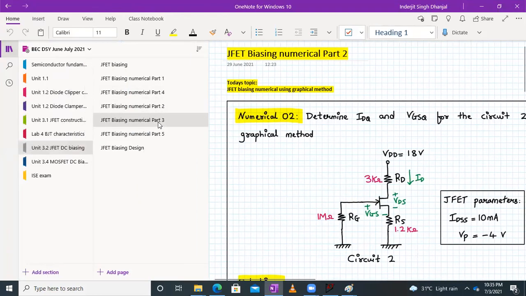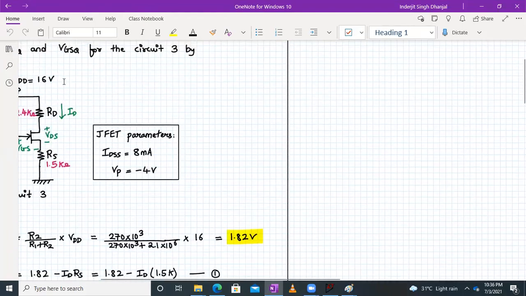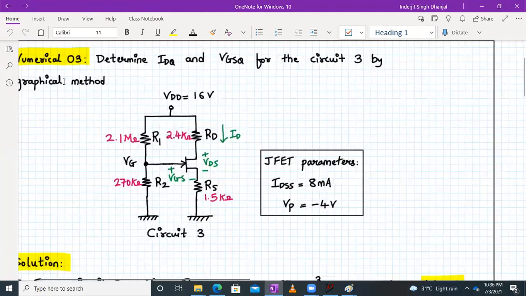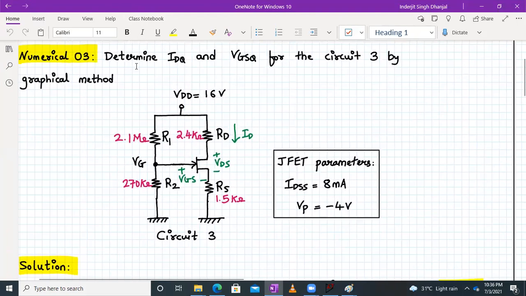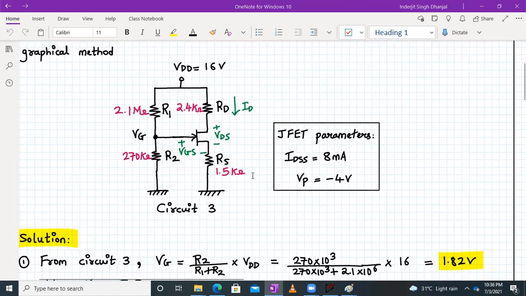So let me open that now. Numerical number 3 is a voltage divider bias. We again have to determine IDQ and VGSQ by the graphical method. Here R1 and R2 are the biasing resistors, which will be biasing the gate terminal, providing a DC bias at the gate. And the JFET parameters are given slightly different. Right now IDSS is 8 milliamperes and VP is -4. Okay, so now let us continue our discussion.